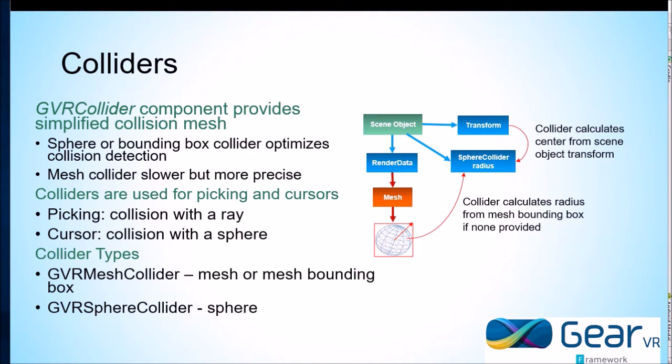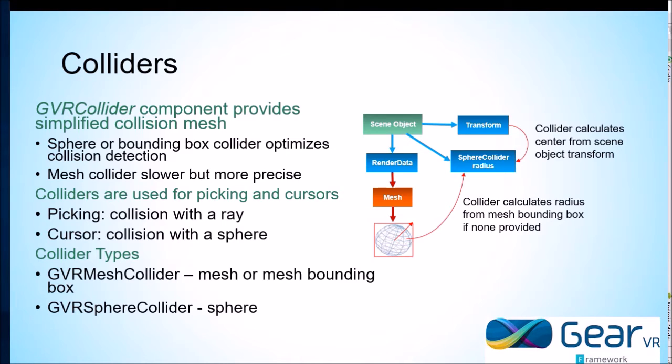Colliders are components that allow you to collide with other objects or with the picker, which generates a ray from the camera. The collider component gives you a simplified collision mesh. It could either be a bounding box, like the bounds of your mesh, a bounding sphere, or you could actually use a mesh collider that will collide against all of the triangles in your mesh. This is slower, but a lot more precise than the sphere or bounding box collider. But for a lot of applications, the sphere colliders and the box colliders work just fine.